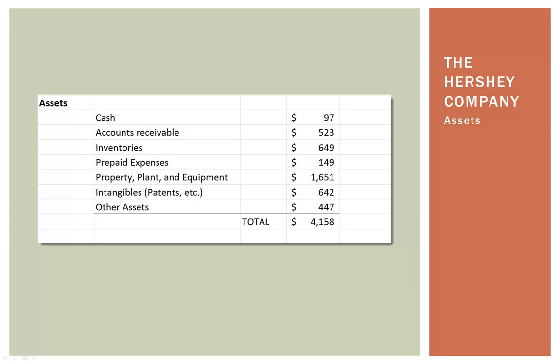They may have certain patents on candy formulas. And of course, those do have a value. Those are an asset. And then there's always sort of an other category. So those are different kinds of assets. That list is not exhaustive, but those are fairly common ones that you will almost always see in a business's balance sheet.